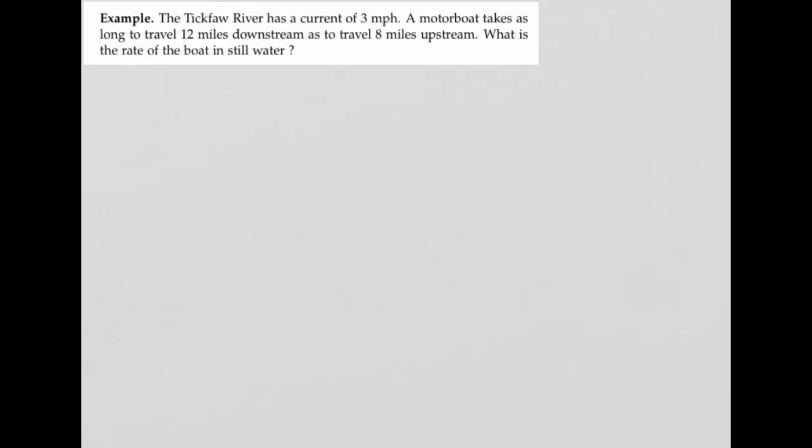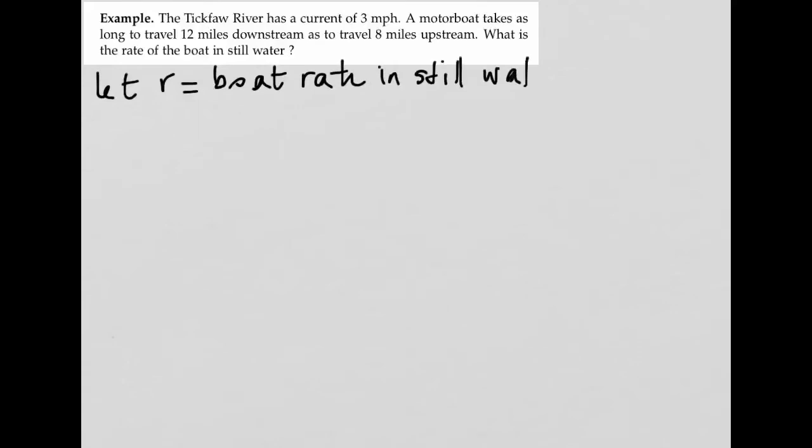Next example. The Tikva River has a current of 3 miles per hour. A motorboat takes as long to travel 12 miles downstream as to travel 8 miles upstream. What is the rate of the boat in still water? Let's start the problem by declaring R to be the rate of the boat in still water. So we say, let R equal boat rate in still water. And of course, R is in miles per hour.